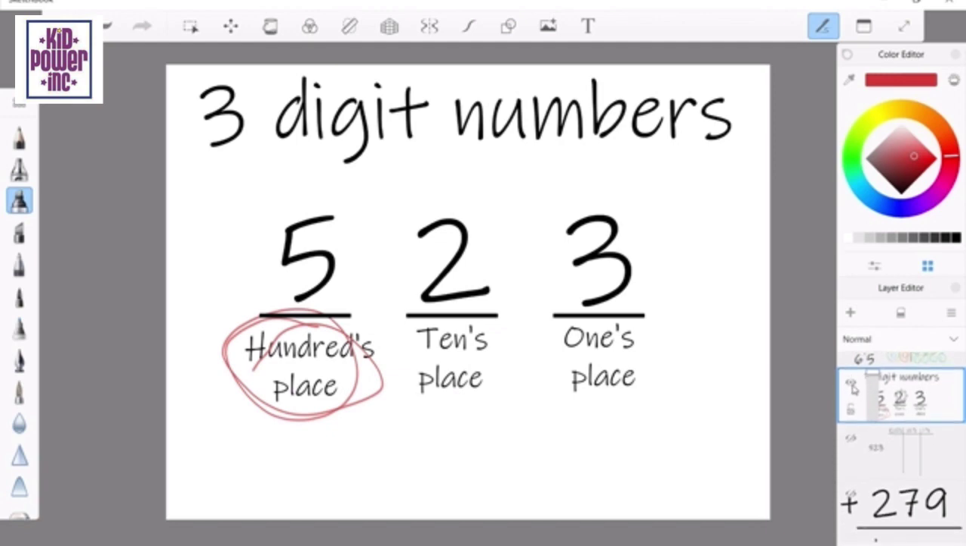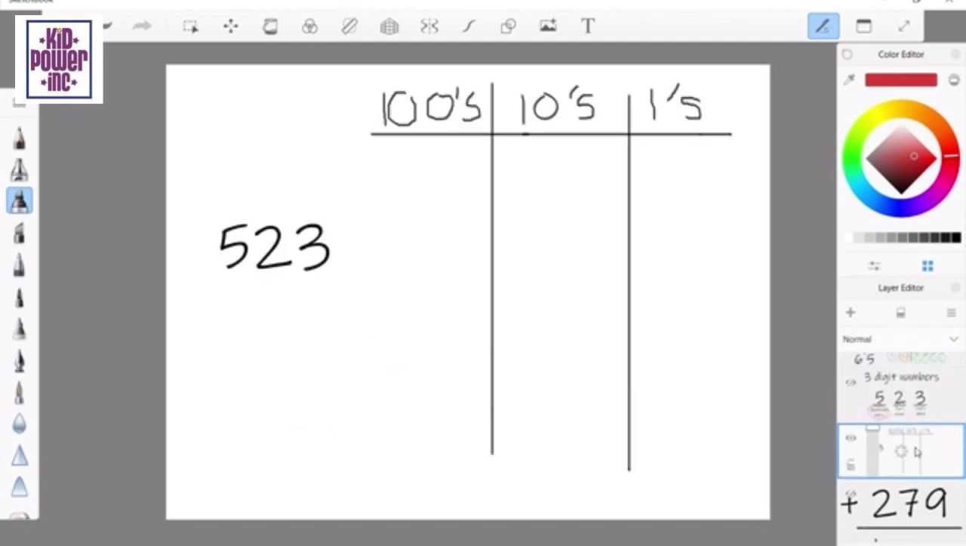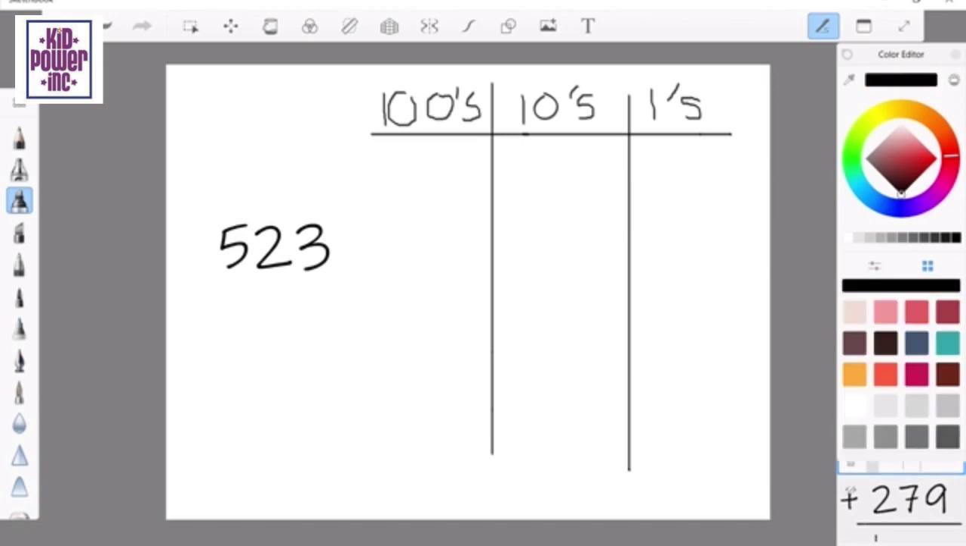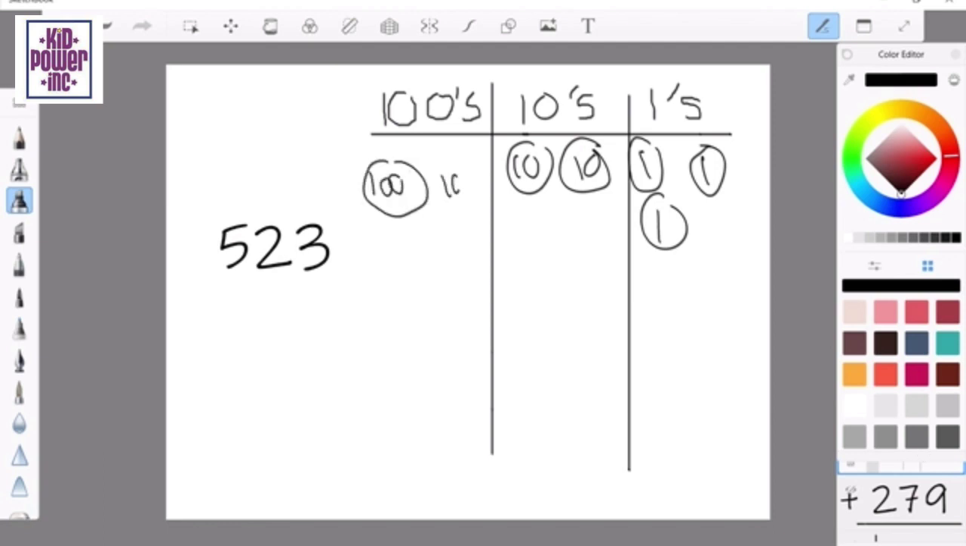Let's write that out in discs. We put 3 ones discs. 1, 2, 3. We put 2 tens discs. 1, 2. And we put 5 hundreds discs. 1, 2, 3, 4, 5.